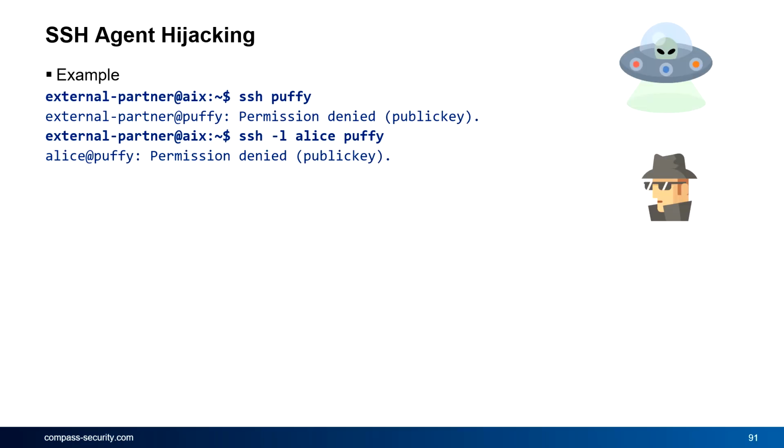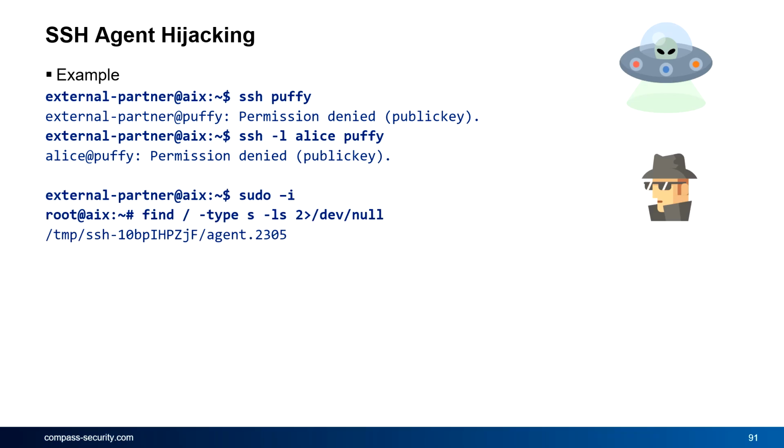Now this is an example of how SSH agent hijacking works. We have here a user, the external partner, and this user is logged on the AIX host. When this user wants to access the Puffy host, that's not possible because there is no key material available for the Puffy host, neither as the external partner user nor the Alice user. So this does not work. But this external partner has admin access on this host.